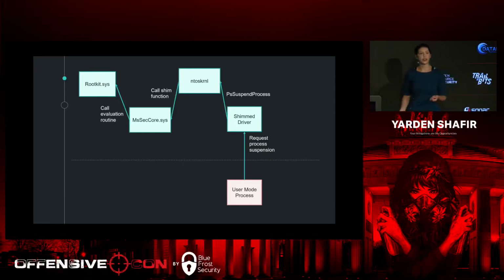PsSuspendProcess gets called in the kernel. The kernel sends that operation and calls the shimmed function in MSSEC Core, and MSSEC Core calls its extension routine, which is in our driver. So we can build an entire limited but still existing communication mechanism around functions that we know are hooked in drivers that are shimmed by those drivers. And nothing will look at it because it's an internal communication mechanism.